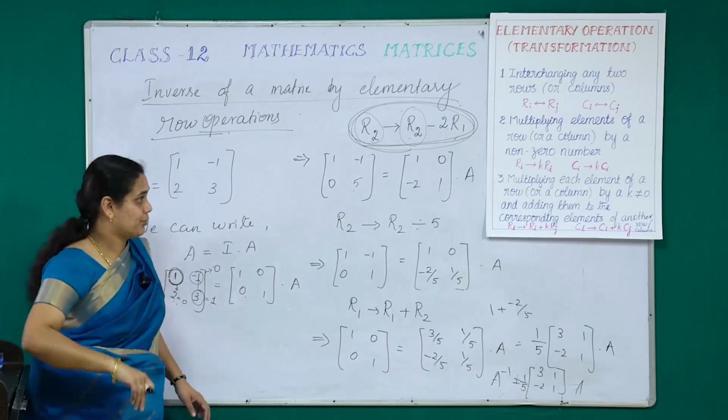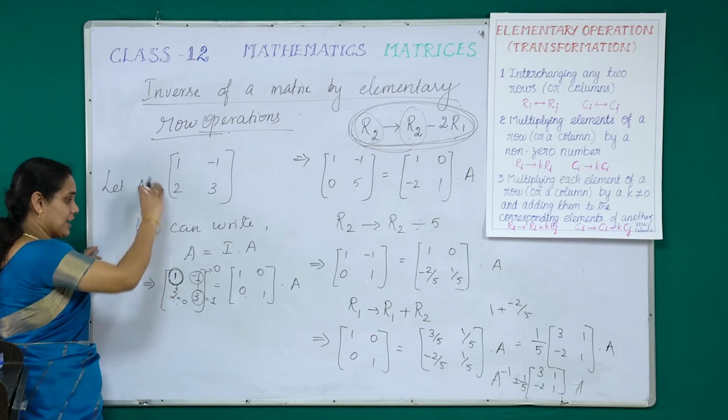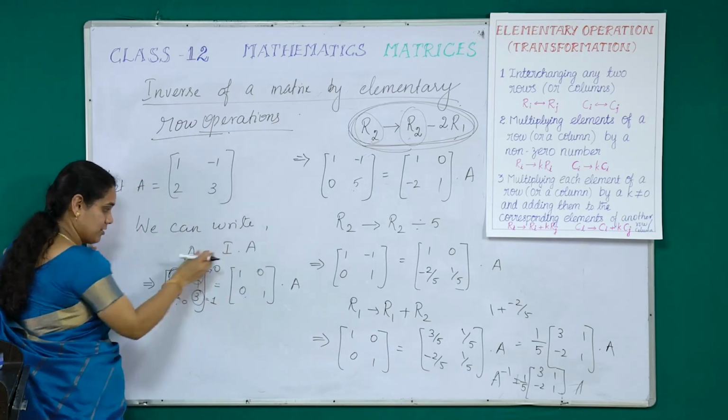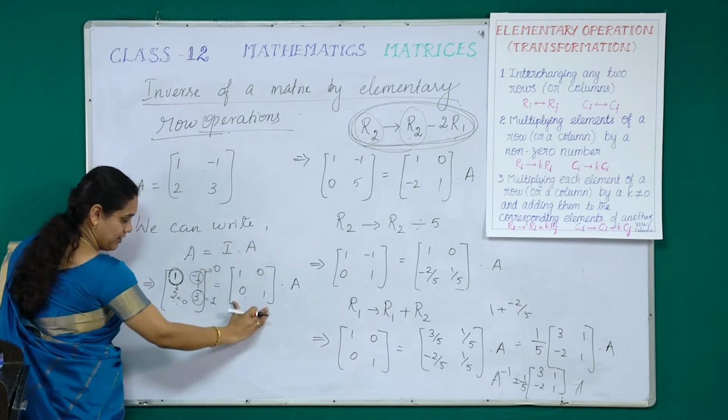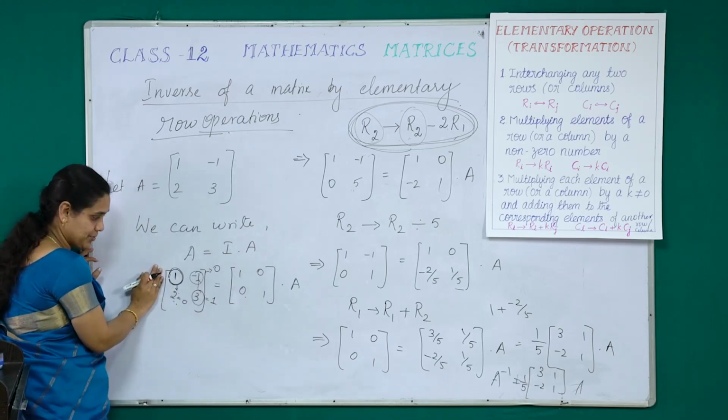Yeah, hope you have understood. See, first let us write the given matrix as A equal to IA. You give the values of A and I. Then our aim is to convert this matrix to an identity matrix.